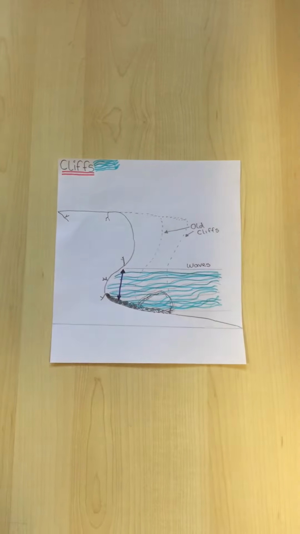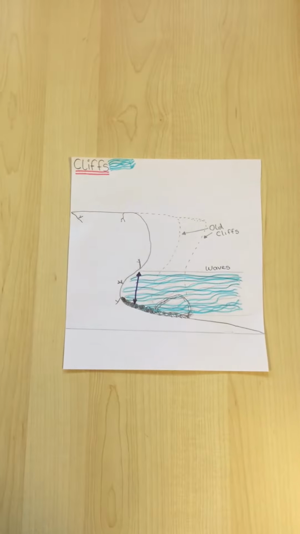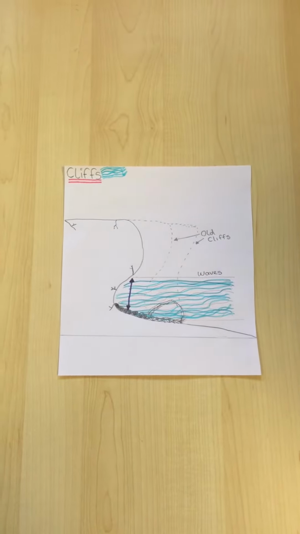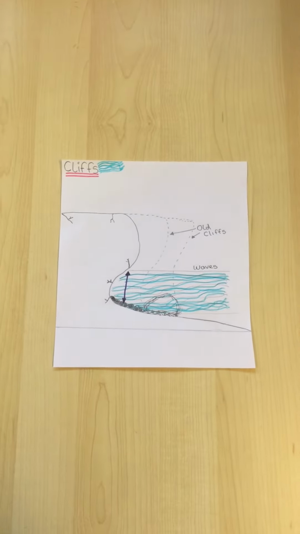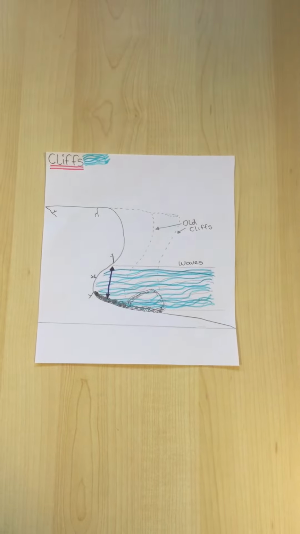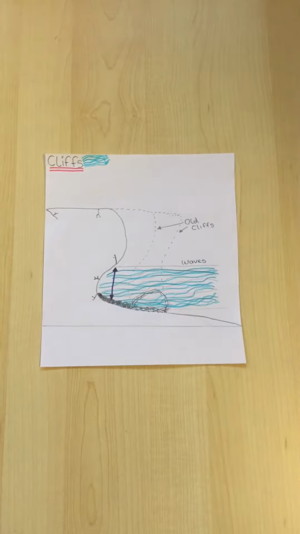Stage 1. Because of the weather, the top of the cliff starts to weaken. Stage 2. Waves attack the base of the cliff and erode it by hitting pebbles off the rock. This is called abrasion. Stage 3. This forms a wave-cut notch, and the weight of the cliff causes it to collapse, which makes the coastline retreat.